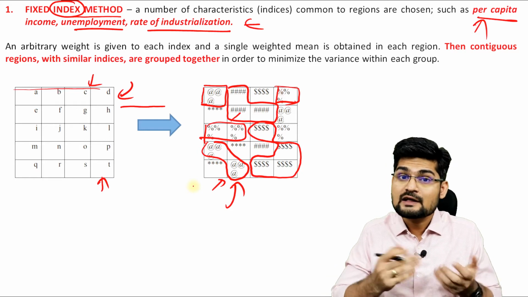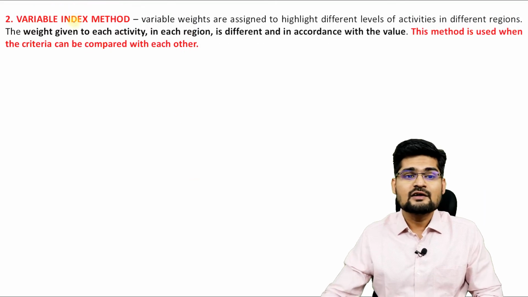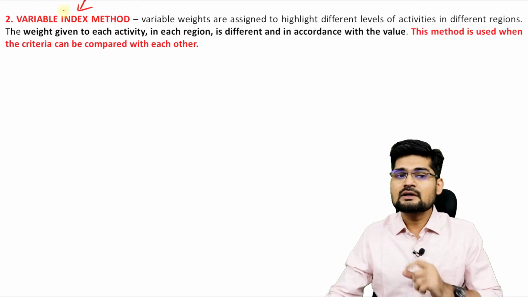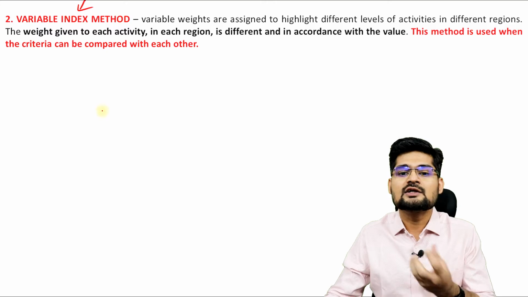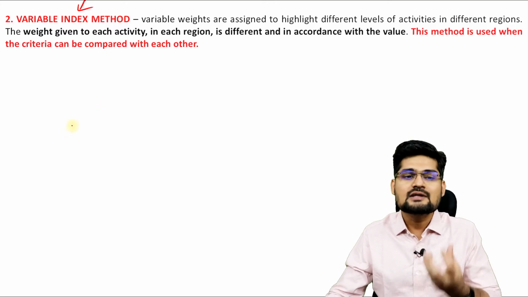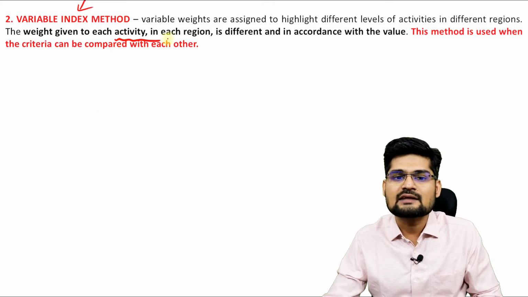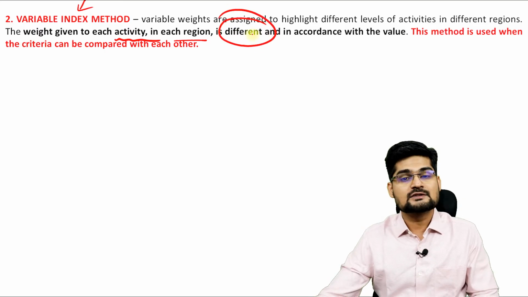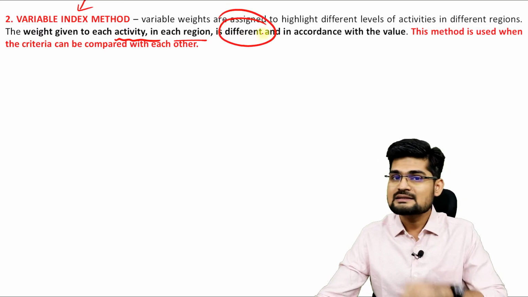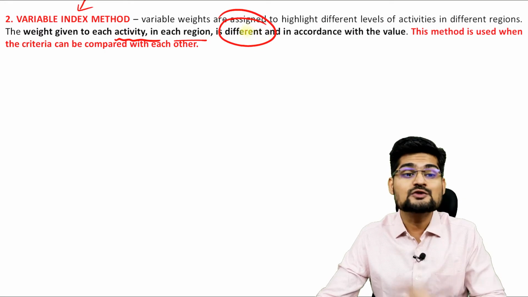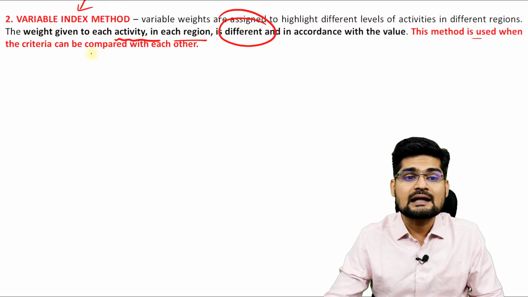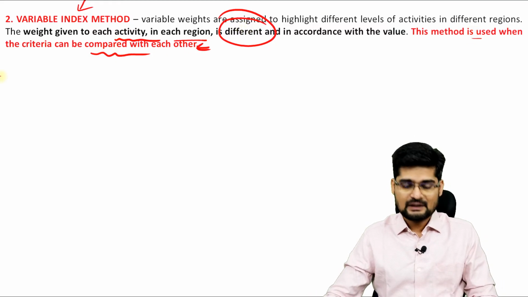But what about variable indexes? There we have variable index method. And remember, here we assign different weights to different areas or regions, right? So weight given to each activity in each region is different here. So heterogeneity is important. And when is this method used? It is used when, remember, criteria can be compared with each other. That's when we use it.